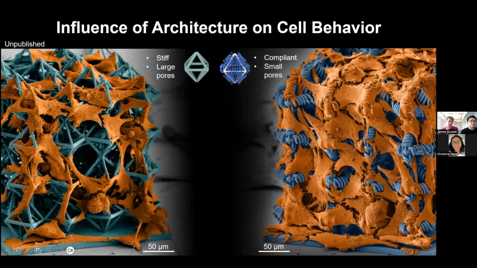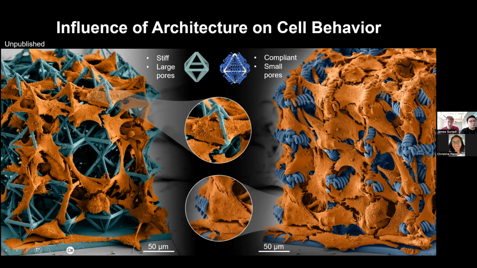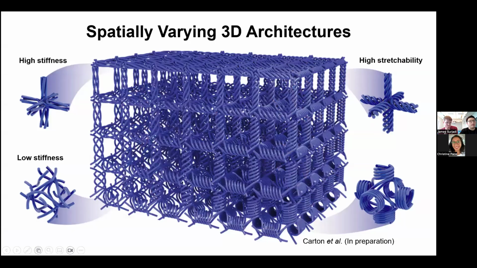Here we have two scaffolds made from the same material but with different stiffness and pore sizes. The cells shown in orange interact with the cell scaffold, which is in blue or teal. Now, if we look closely, we can see that the scaffold on the right has more cell growth and migration. So why is that? Well, the scaffold on the left is stiffer and has larger pores, making it harder for the cells to spread compared to the more compliant scaffold with smaller pores on the right. And this demonstrates how both architecture and the mechanical properties of the scaffolds play a crucial role in guiding the cell behavior.